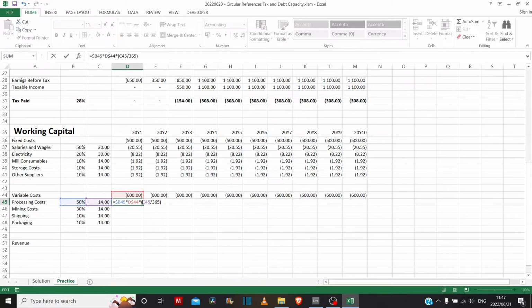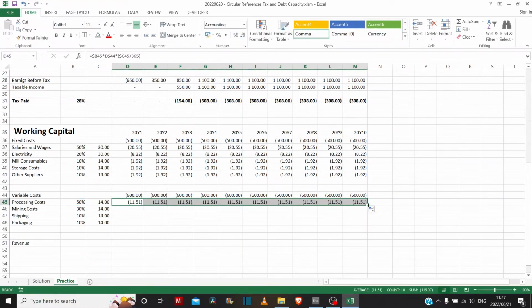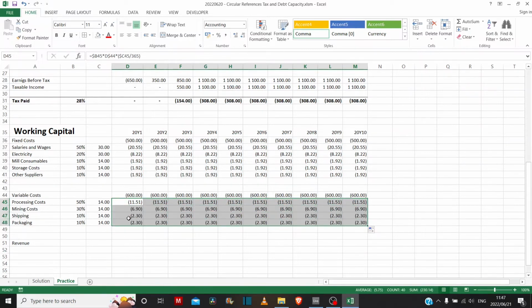But I can still use that cash. I've got 14 days to play around with. I can still use that cash to do whatever I want within my business before I have to pay out my suppliers. So again, locking the relevant rows and columns, I can just drag that formula across. The same would apply for mining costs, for shipping, and for packaging as well. So now I have my costs divided up into various subcomponents, and reflective of how many days I actually take to pay out that cash to my external suppliers.